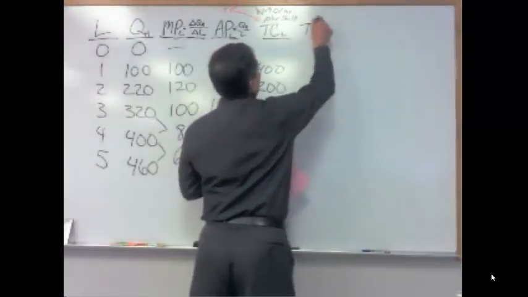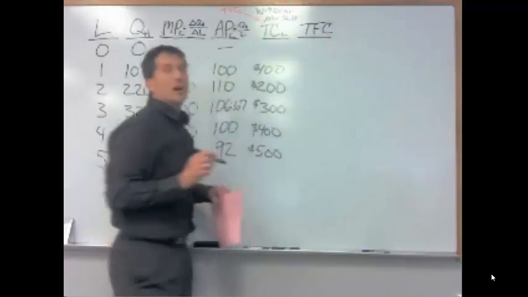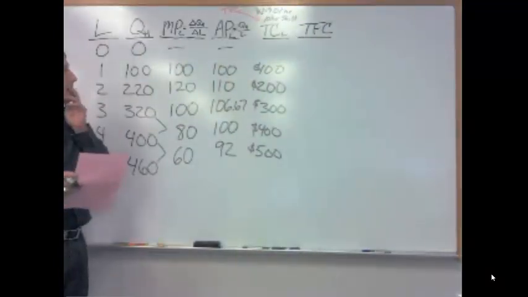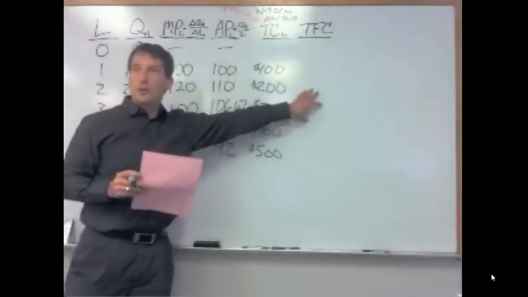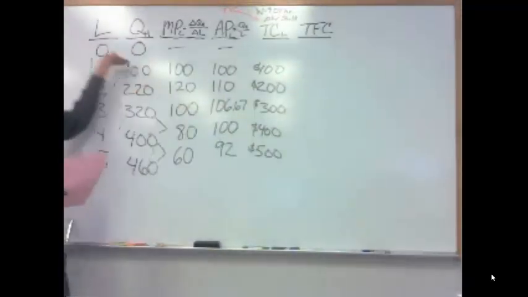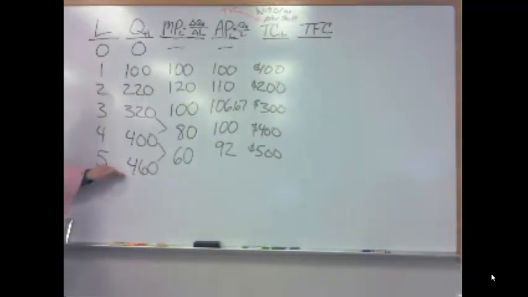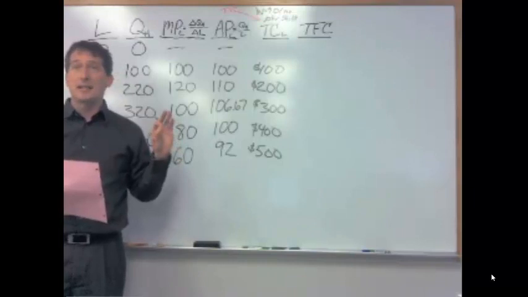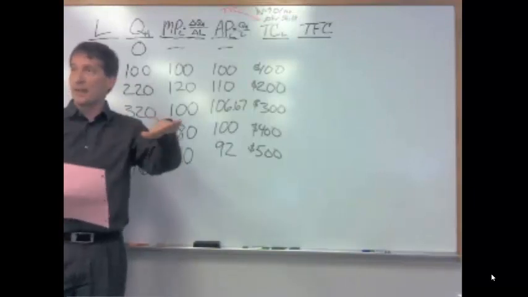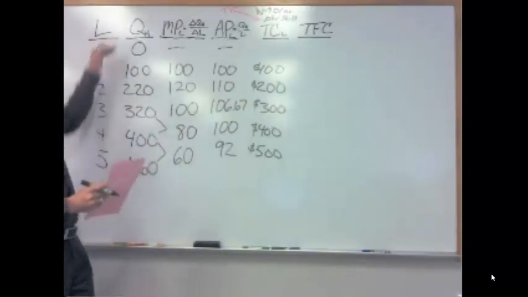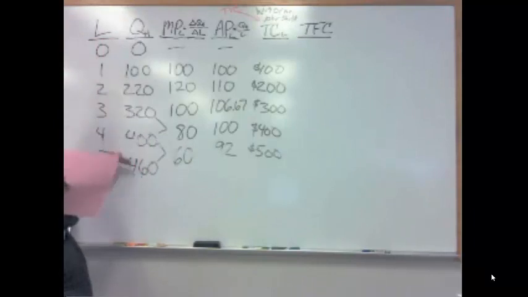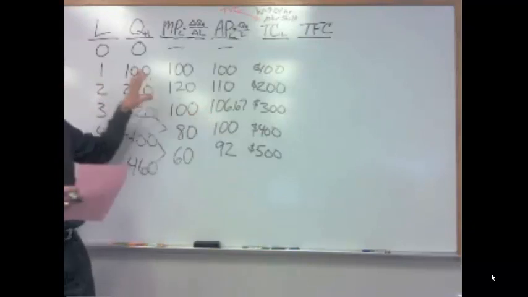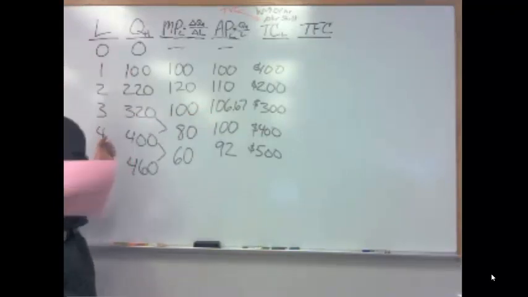Let's just add a fixed cost column. Now, what's true about fixed cost as I crank out more hamburgers? What happens to my total fixed costs? They stay the same. That's how we defined them. They are independent of changes in this column over here. It doesn't matter how many hamburgers we kick out, we still have the rent for the building. The landlord doesn't care if we make 100 hamburgers or 460.